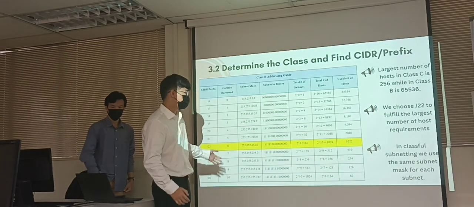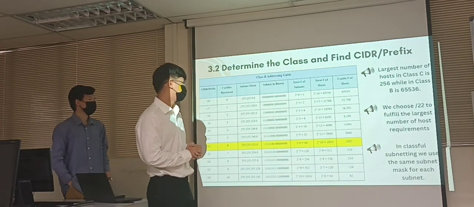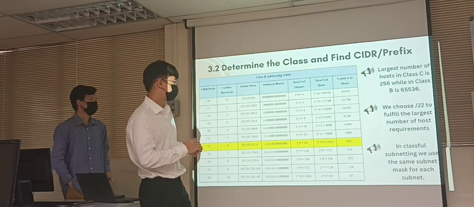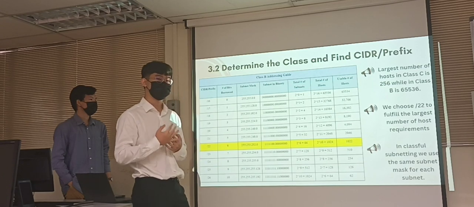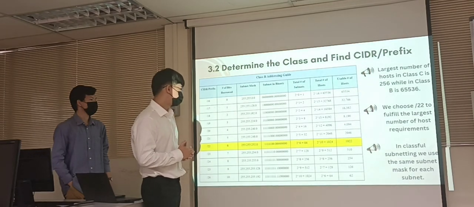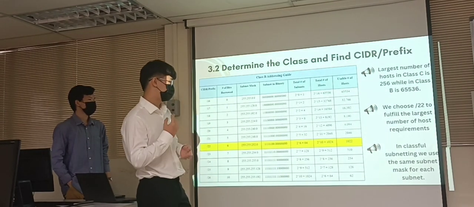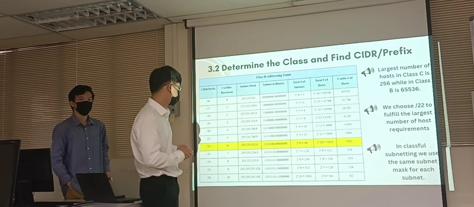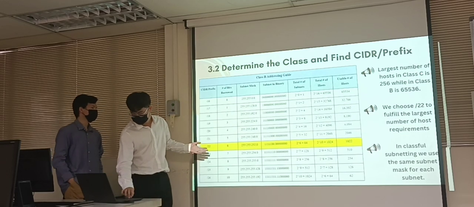Because the prefix /22 consists of 1024 hosts, and the usable hosts are 1022. So to fulfill the largest host requirement that I mentioned just now, say 720, as we are designing classical subnetting, we will use the same subnet mask for each subnet. So we use the /22 prefix.